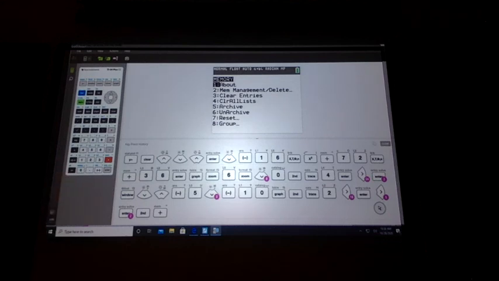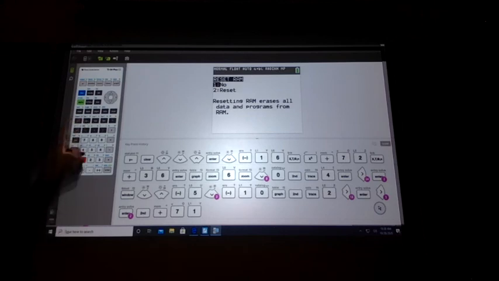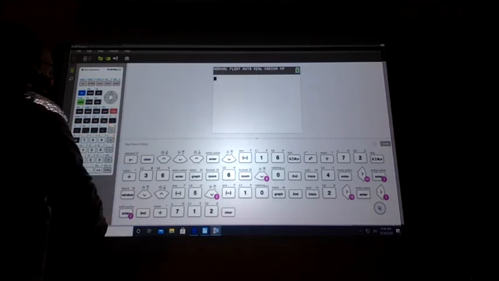I can reset my calculator, so hit 7, all RAM. If you have anything in there, don't do this. Meaning if you have programs you've already pre-programmed, don't do this. It'll get rid of them unless you archived them. But if you go into the second reset, what that does is it clears out any lists. It clears out any graphs. If you made your graph goofy somehow, this just starts it over.